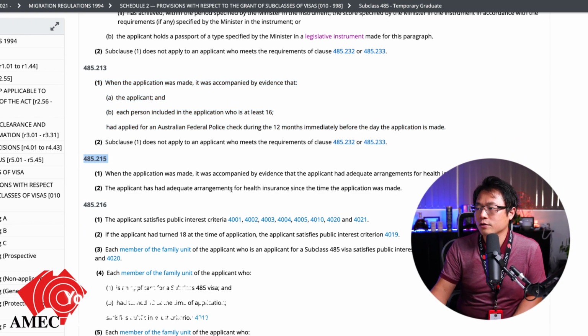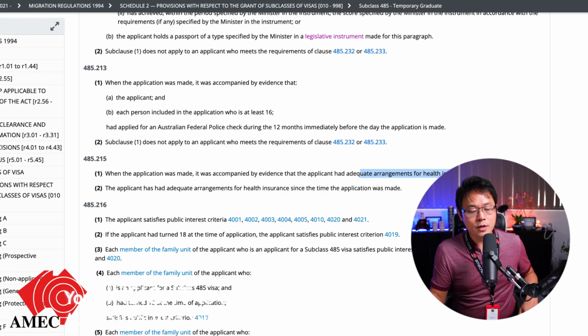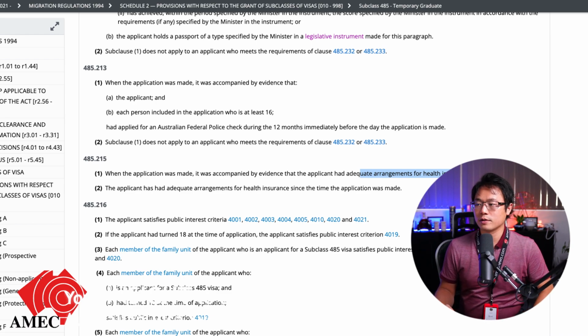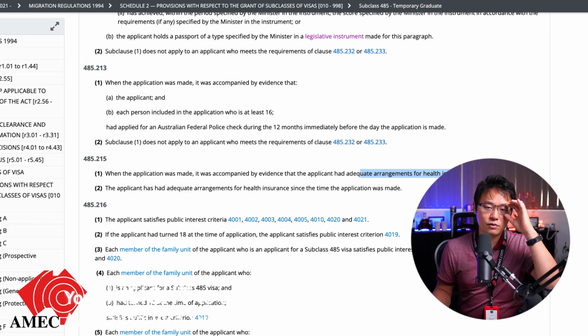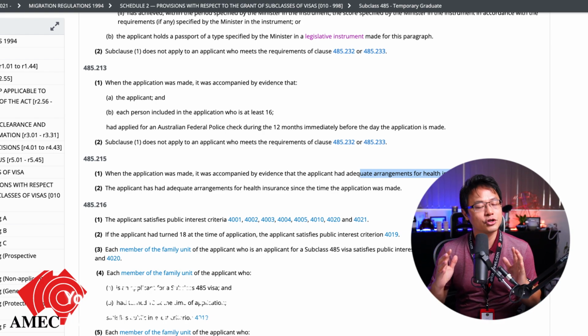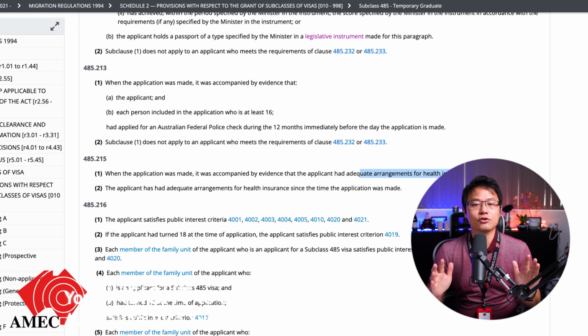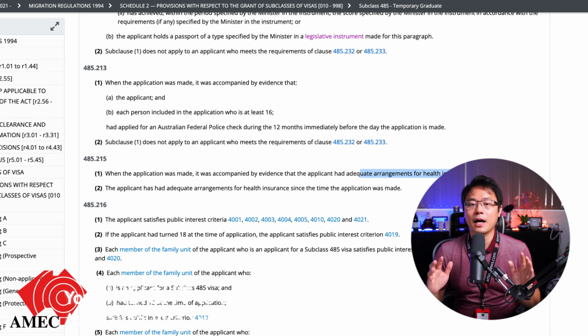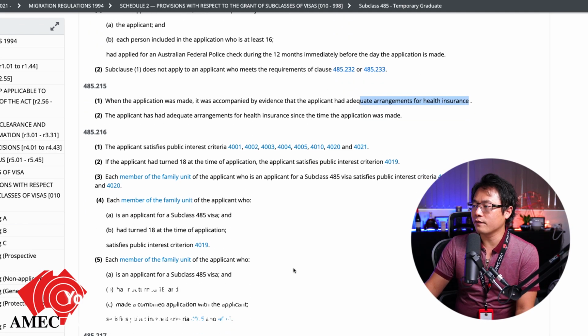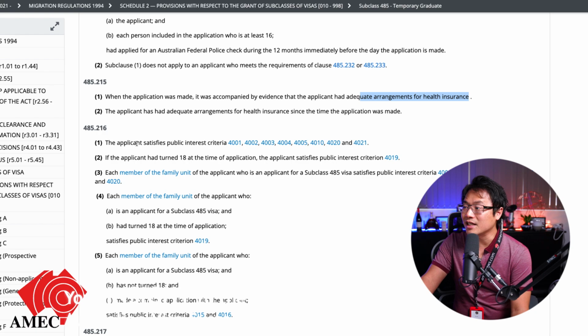485.215, when the application is made, it is accompanied with the applicant's adequate arrangement of health insurance. So you need to demonstrate that you have purchased health insurance for the purpose of 485 visas. If you don't know what that is, very easy. Just go to any shopping mall, shopping center, and find an insurance company. Tell them, look, I'm about to apply for 485 visa. What insurance should I buy? They will tell you.